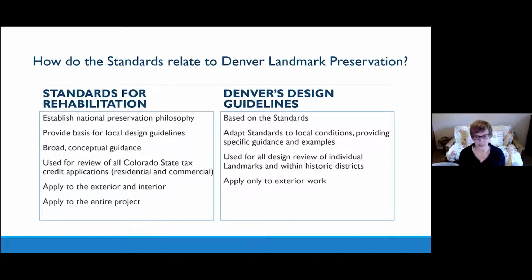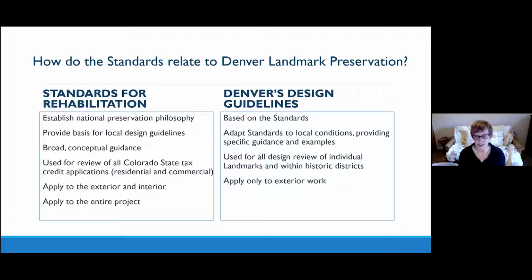Most communities across the US that have local guidelines base them on the overarching principles established by the standards for rehabilitation. They provide broad conceptual guidance, as you will see. There are just 10 standards, and I will go through those next. You'll see it's pretty broad guidance. They are used for the review of all Colorado state tax credit applications, residential and commercial.